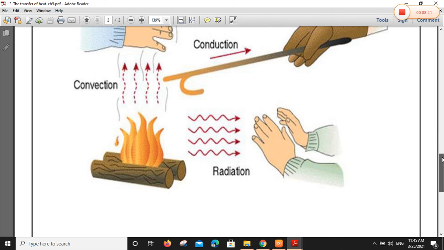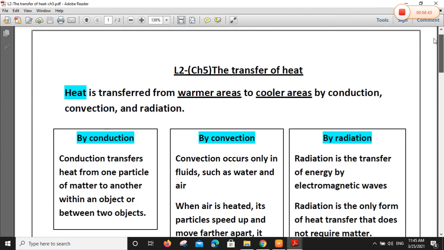This is the lesson of transfer of heat by three ways: conduction, convection, and radiation. Conduction is through matter, through solids, convection is through fluids, and radiation is by electromagnetic waves.